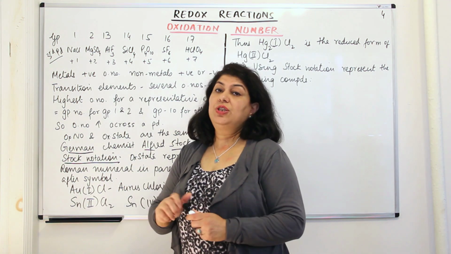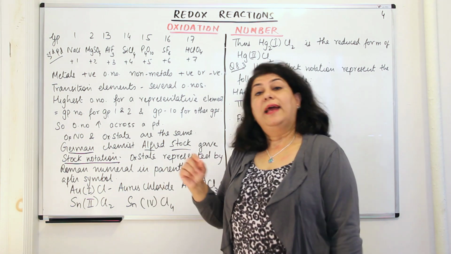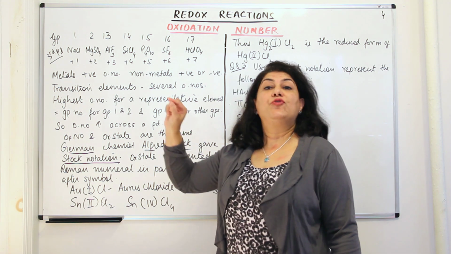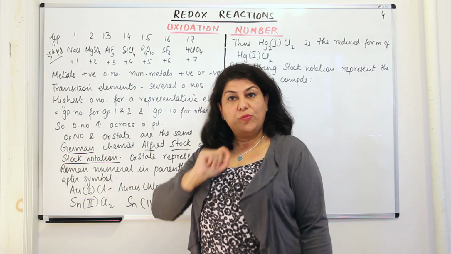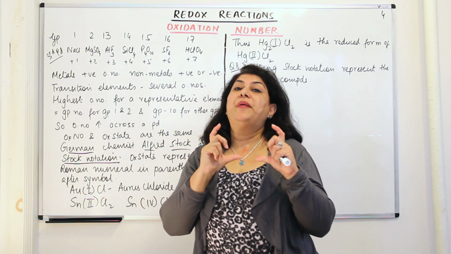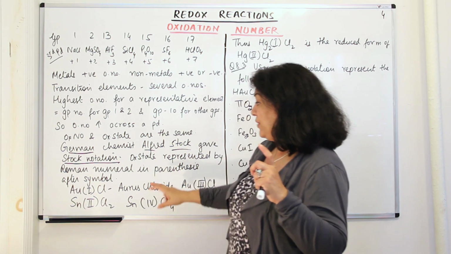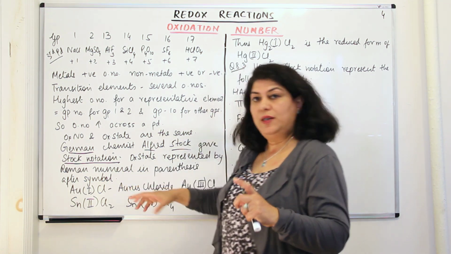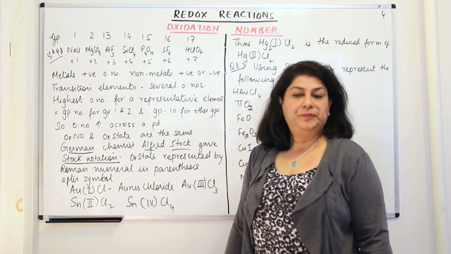In the Stock notation, the oxidation state or oxidation number of the metal is given. And how is it given? We write the oxidation state in Roman numerals and put it inside a bracket. A bracket is also called a parenthesis. So it is a Roman numeral in parenthesis after the symbol of the metal.